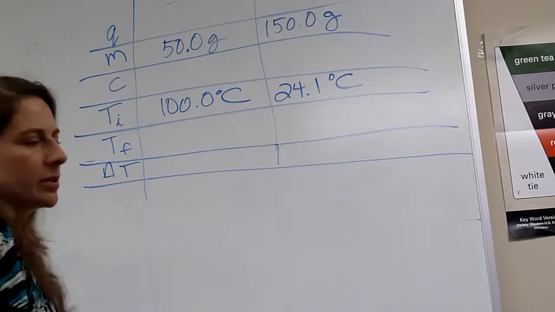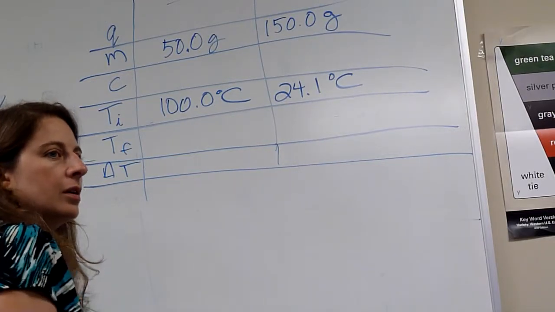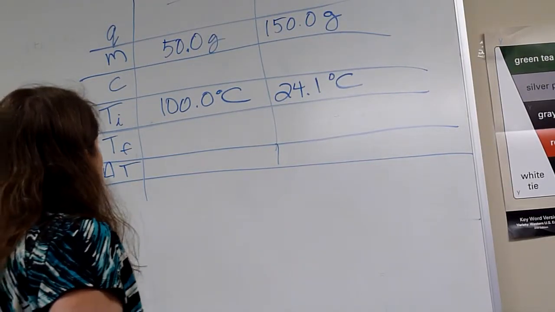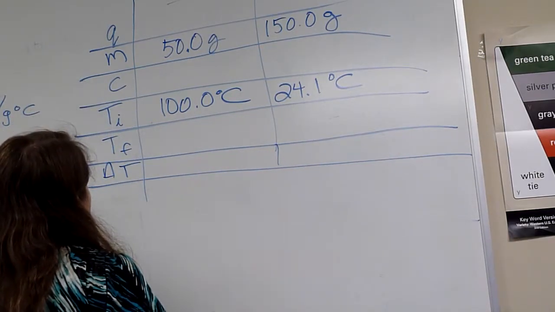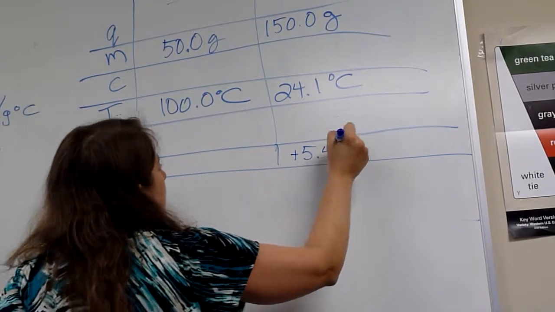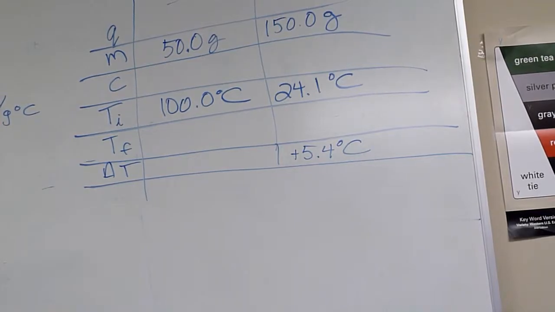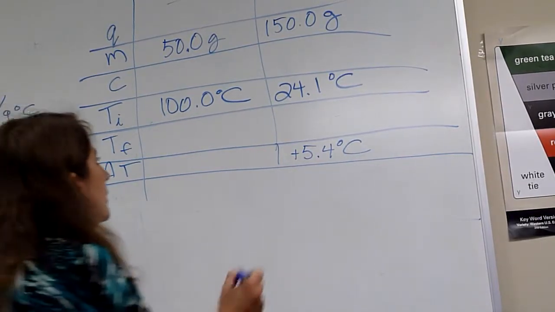So, does it give me a final temperature? It gives us the difference in temperature. Oh, it gives us delta T, so what's that? It's 5.4 degrees Celsius. So the water goes up 5.4 degrees Celsius. Can I find the final temperature of the water with that? Yes, it'd be 29.5.